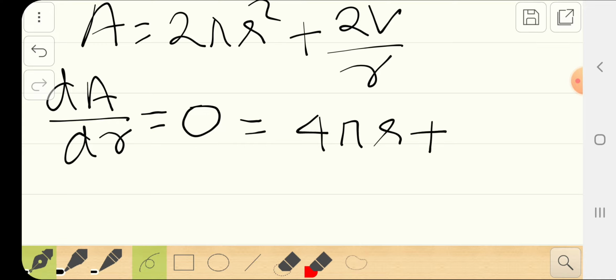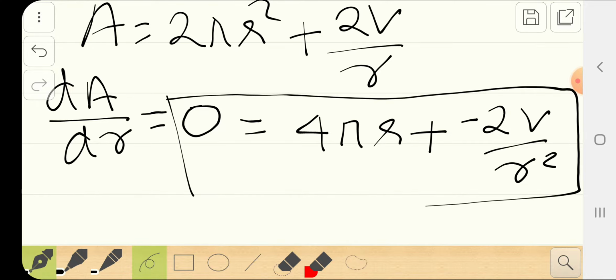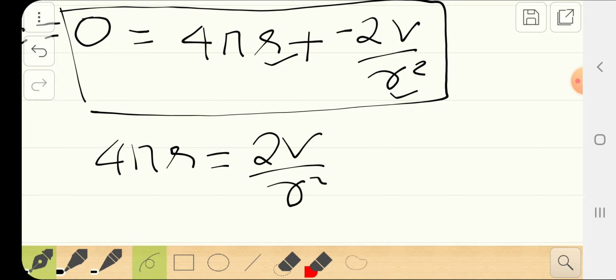minus 2v by r square. So this is equal to 0 is the point where slope is 0. So let's solve this equation, and you get 4 pi r is equal to 2v by r square. Sorry about that, I make that mistake all the time. Okay, these are both the same.